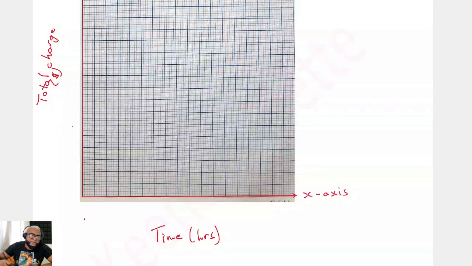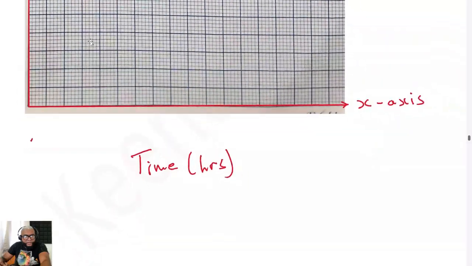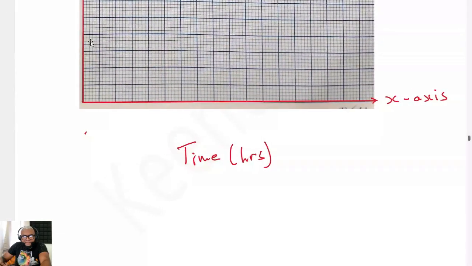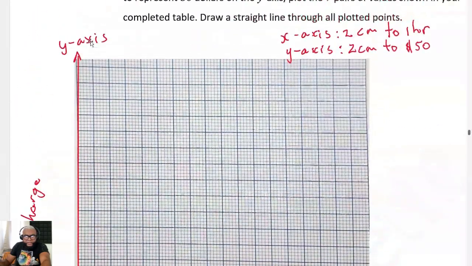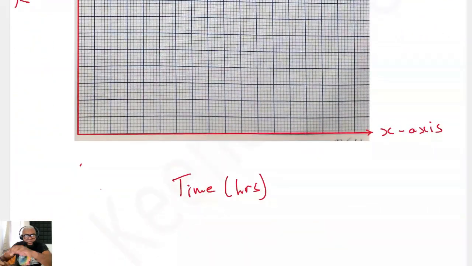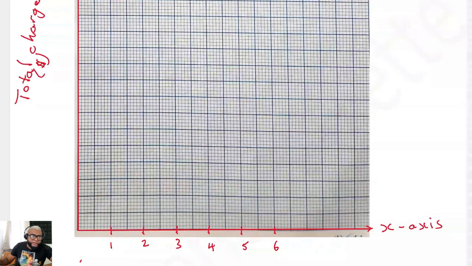Dollars, right? Somebody remind me the scale there. What's the x-axis scale? 2 centimeters to 1 hour, right? Yes, sir. You have 1, 2, 3. What's the highest hours? 4. What's the largest hours? 6. Yes, sir. 6.